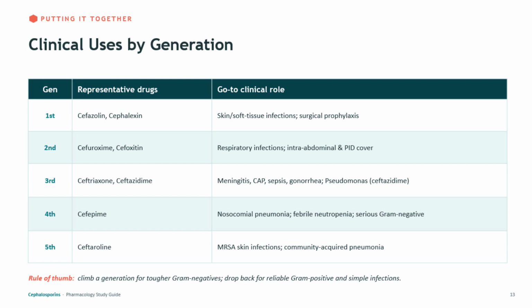4th generation, cefepime for nosocomial pneumonia, febrile neutropenia, and serious gram-negative infections. And 5th generation, ceftaroline, for MRSA skin infections and community-acquired pneumonia. The rule of thumb to carry with you: climb a generation when you need to hit tougher gram-negatives and drop back down for reliable gram-positive coverage and simple infections.